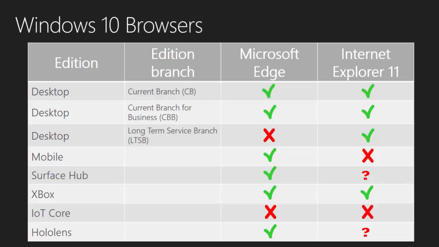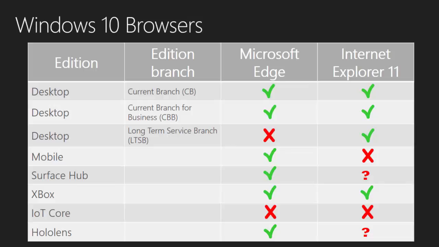So these will be a big focus of some of the things that we cover through the rest of the presentation. Now, what we've also got here is the long-term servicing branch of Windows 10 on the desktop. Now, this is something that can only include Internet Explorer 11, because this is designed for environments where people don't want things that need to be updated on a regular basis.